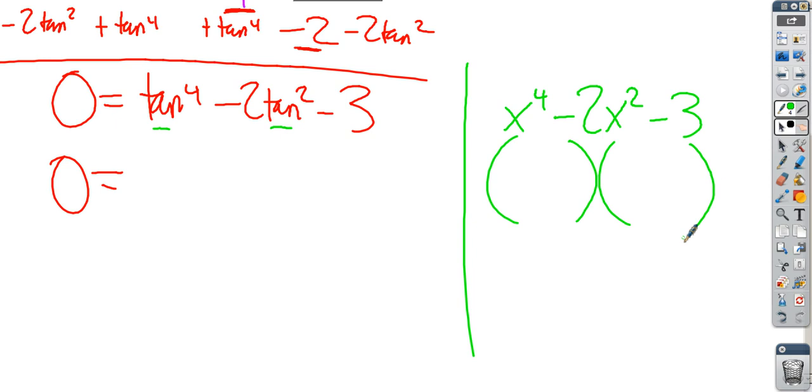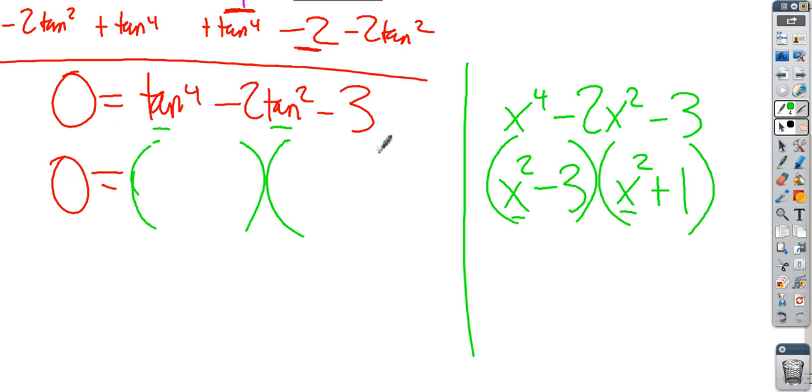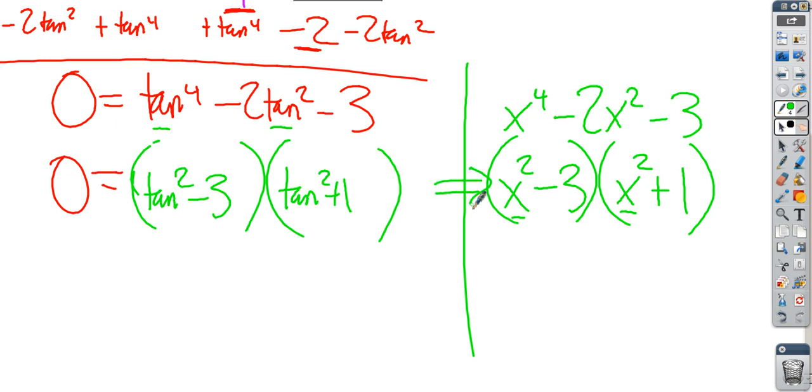So we know how to factor this from chapter 4. What numbers multiply to -3 and add to -2? That would be -3 and +1. The only problem is x times x is not going to be x to the 4th, so I need those both to be x squareds. So let's do that over here, except instead of x squareds, we'll have tangent squared. So tan squared minus 3 times tan squared plus 1. I'm just using that same pattern.